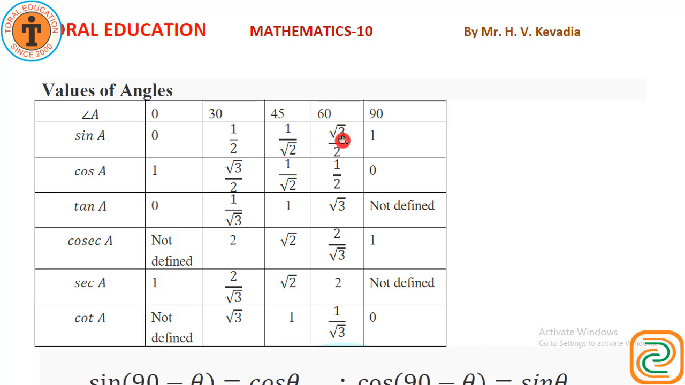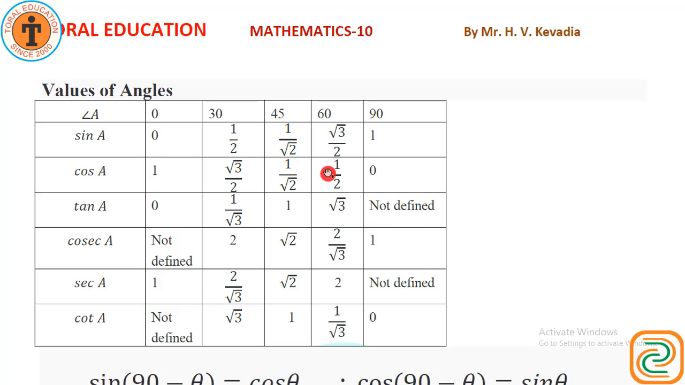Tan 60 is root 3 by 2 upon 1 upon 2. That is, 2 is cut off and root 3 will be here. So tan 60 is root 3, and here 1 upon 0. If 0 is in the denominator, it is a non-defined term. That is, this is not defined.